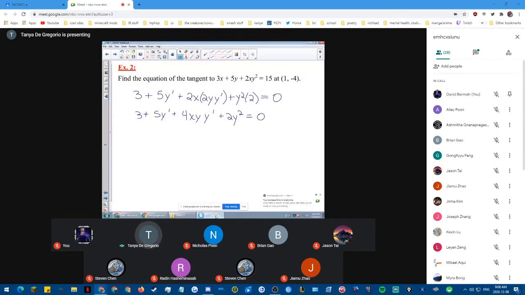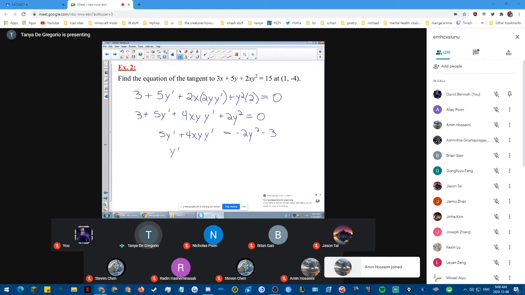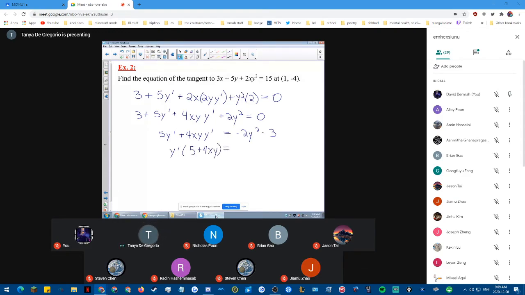So now from here, we want to keep whatever has a y prime, because we need to solve for y prime, and we're going to bring everything else to the other side. Cool? Now we're going to factor out that y prime. And then we're going to divide. Remember, guys, this is your slope function.